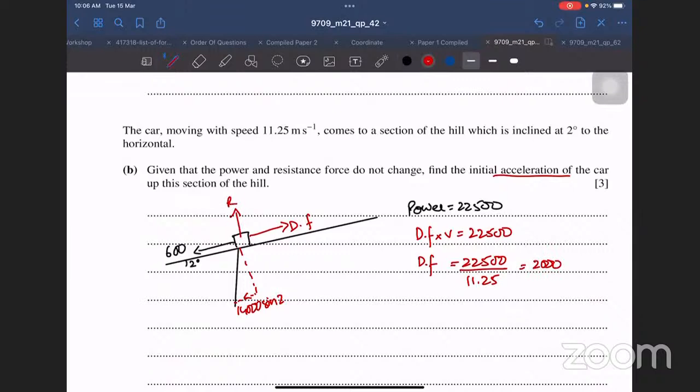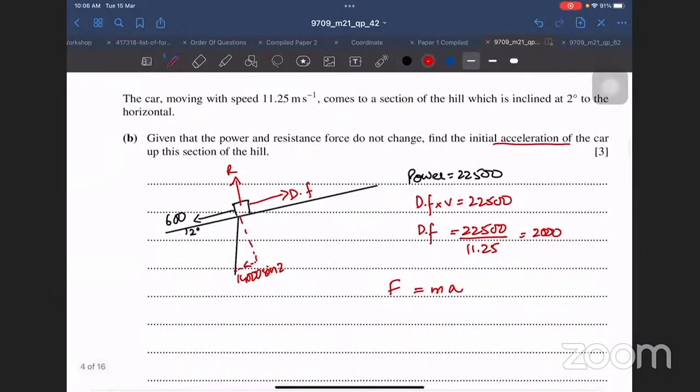There's R. Now, if I'm trying to find the acceleration, I'm going to say that F equals ma, where F is the net force. So 2000 minus 600 minus 14,000 sine 2 equals 1400 a. I'm going to solve this and say that the acceleration should be 0.651 meters per second squared. Okay.